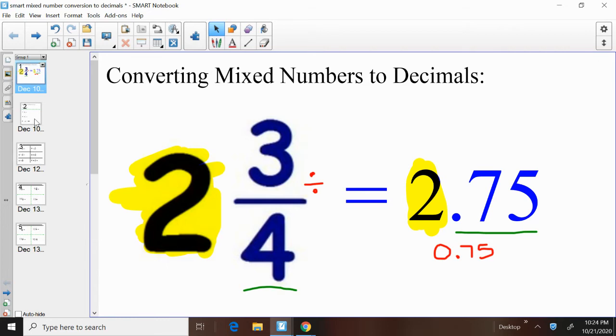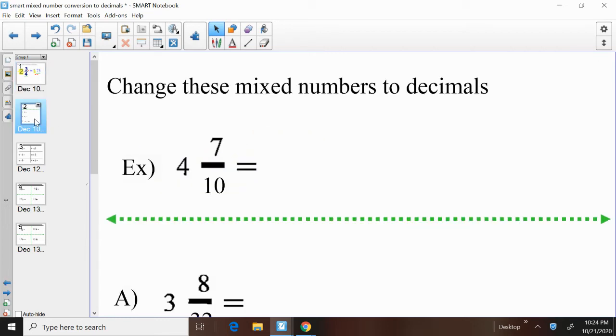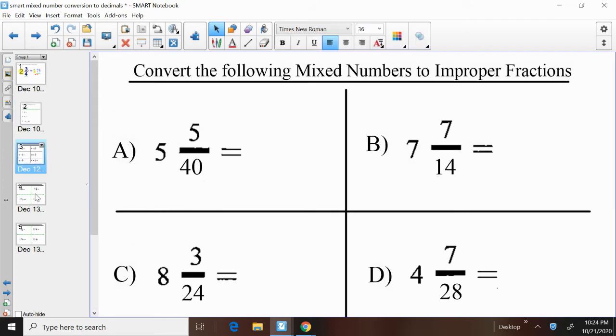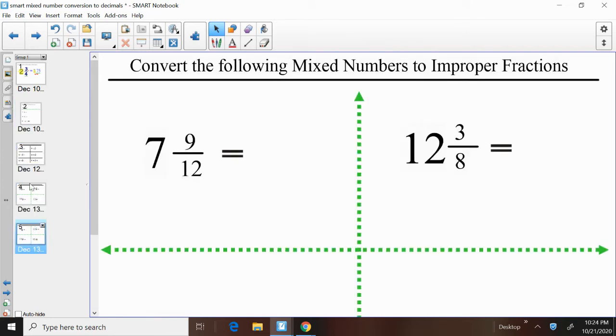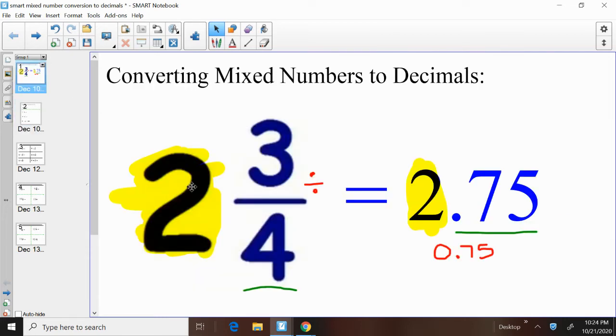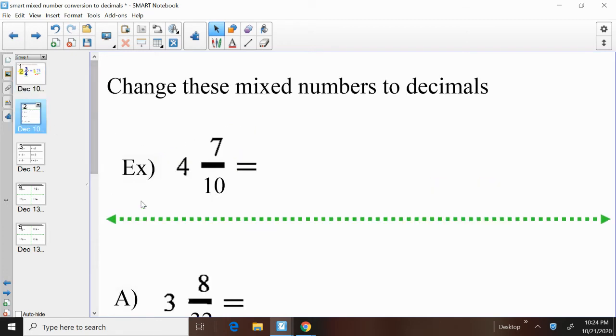What we want to look at, we're going to look at a couple here right now, and then we're going to do some of these together, is taking all of these mixed numbers and converting them to decimals. So 4 7/10. As we already said from the previous page, we're going to keep our whole number. So here we kept the 2. It was 2 3/4 equaled 2.75. So we kept the whole number of 2. Here we're going to keep our whole number of 4.